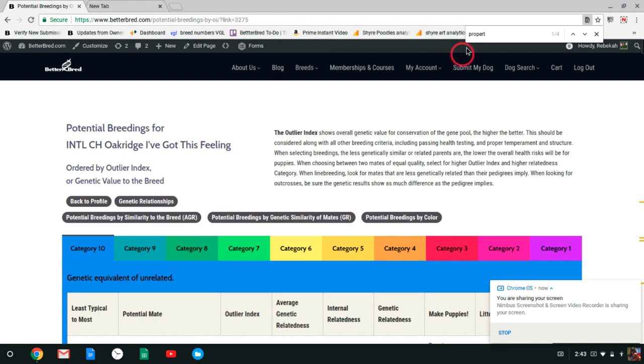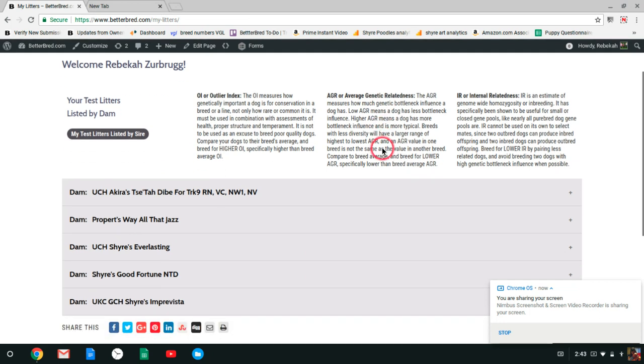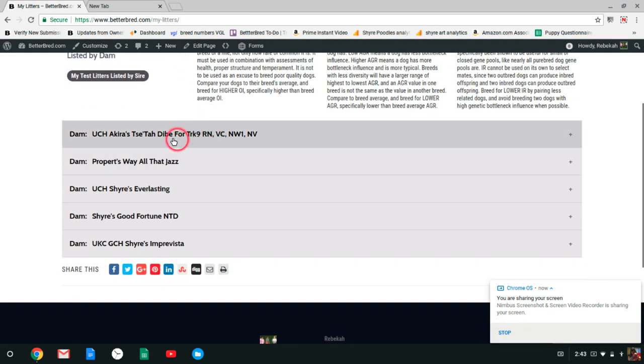So now I'm going to go up to my litters because I do tinker on my account. And we're going to talk about line breeding. Somebody requested a line breeding demonstration. So I'm going to go to my own dogs because they're the ones I know the best. And here you can see this is the breeding I'll go over.